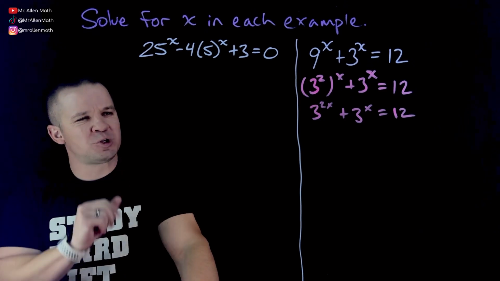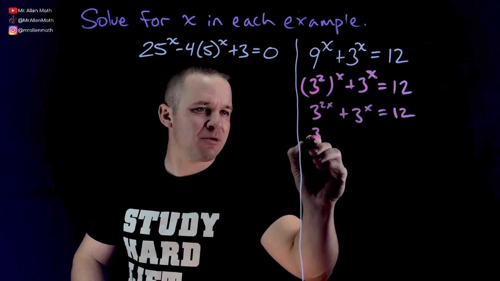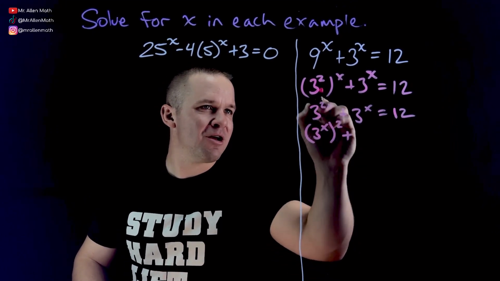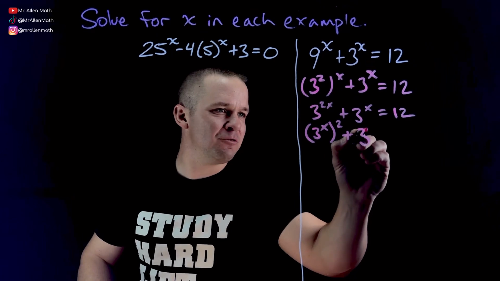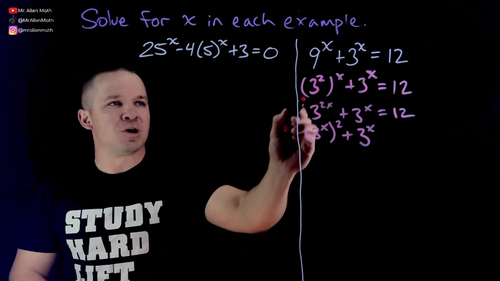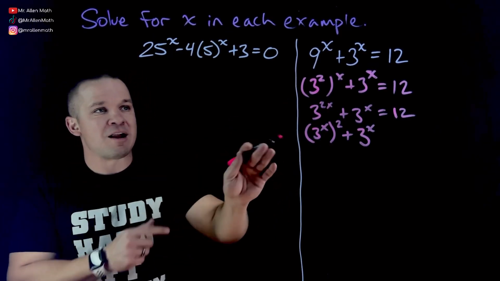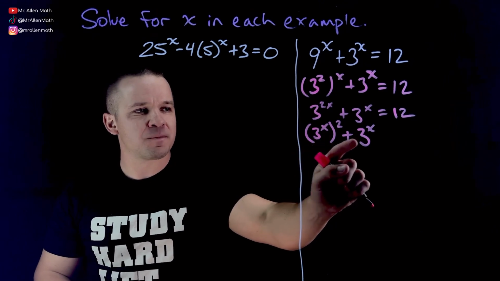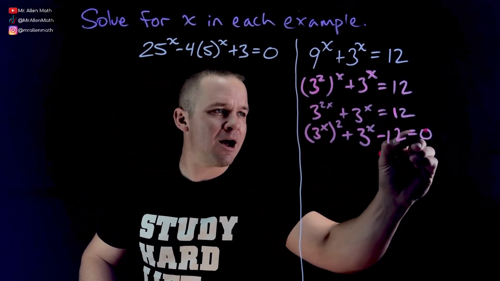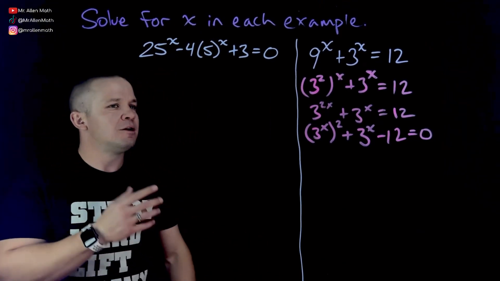One more little switcheroo here. Could I rewrite this as 3 to the x squared and essentially flip-flop those two places there? I could, okay? Multiplication is commutative, you can flip-flop. So I could rewrite it like that, and now I have 3 to the x. I'm going to subtract this 12 over because now I have essentially a quadratic in disguise.